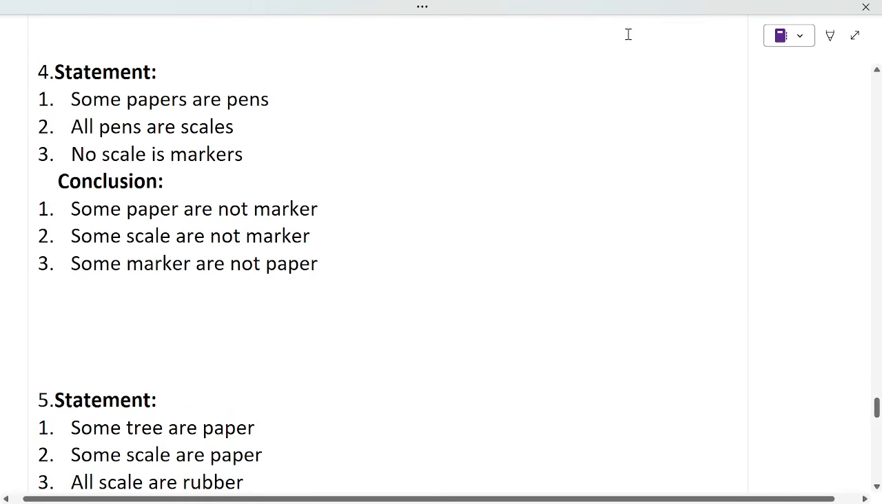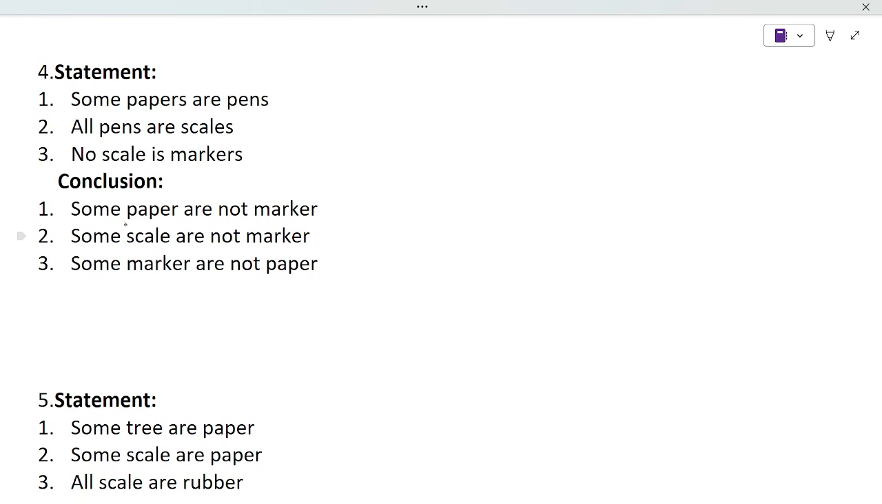Question number 4. Now we have the some-not case. Some are not cases. Statement: some A are not B. Suppose some A are not B actually.